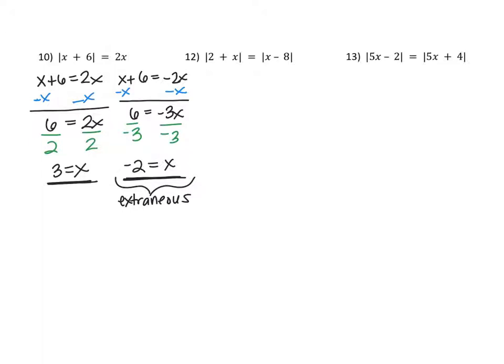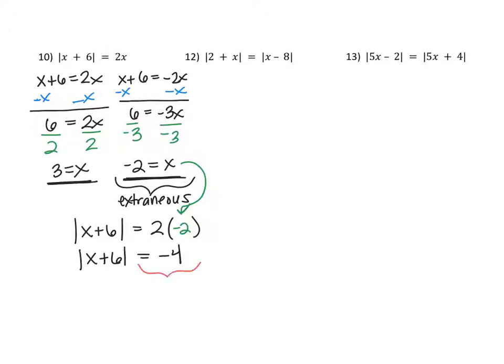And here's why. In my original absolute value equation, that x that I just solved for is a negative number. And because that's not an absolute value, it's going to give me a negative answer. So if I have the absolute value of x plus 6 and I set that equal to negative 4, this is not possible because absolute value has to be positive. So that's why x equals negative 2 is going to be extraneous.